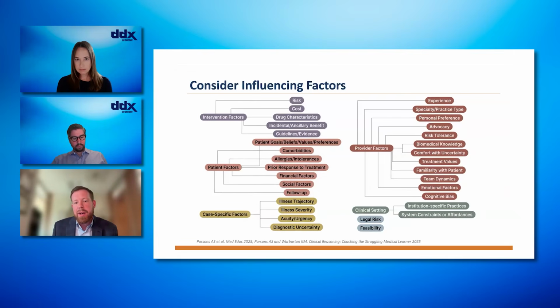These are the things that we probably undervalue, under recognize, right? There's our own risk tolerance, our own comfort for uncertainty, our own emotional factors, biases, of course, familiarity with the patient, familiarity with the disease. And then we have things like institution-specific practices, systems constraints, legal risk, and feasibility. So think of this as your teaching menu, right? This is your language of management reasoning of all the factors that inform why you want to do something for managing a patient or why you might not.